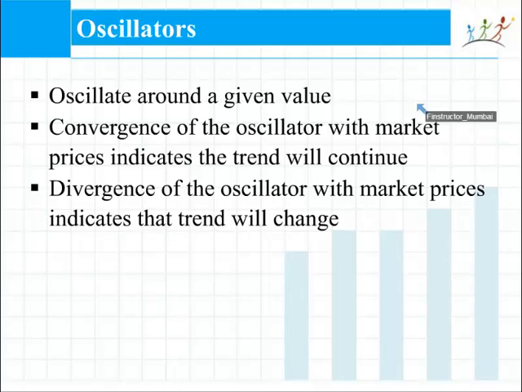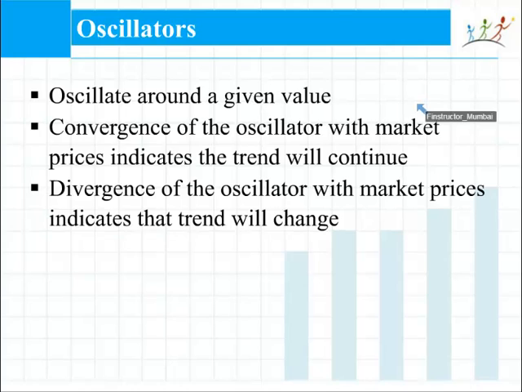Now this is the most complicated part of the technical analysis portion. It deals with a type of indicators called oscillators. Oscillators are technical indicators that oscillate around a particular value, 0 or 100 or 1, so they are expected to be around that value.